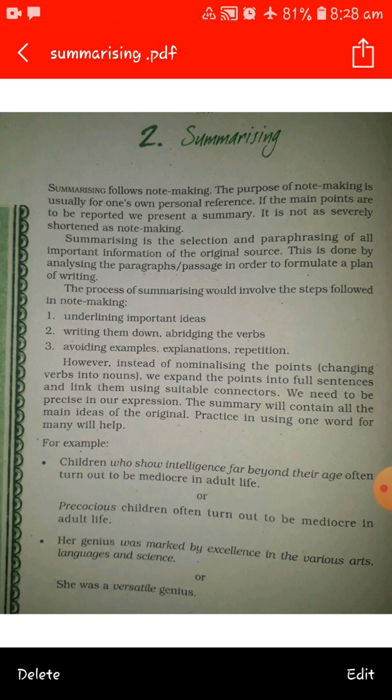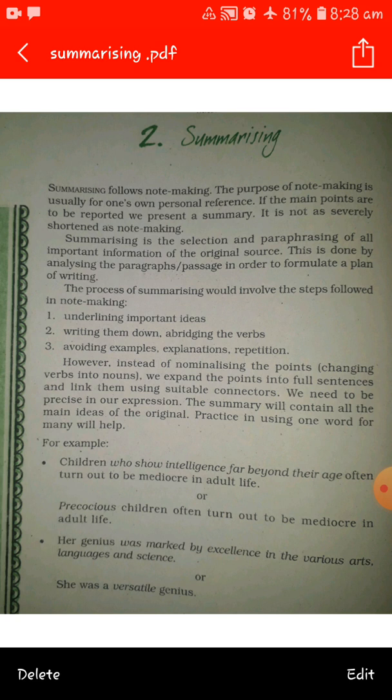So what we have to do: instead of nominalizing the points, there's no need to nominalize or contract the points. Nominalizing is simply the process when you change verbs into nouns. We expand the points into full sentences and link them using suitable connectors. And what do we have to do? The expanded points, you have to convert into full sentences which link with connectors.